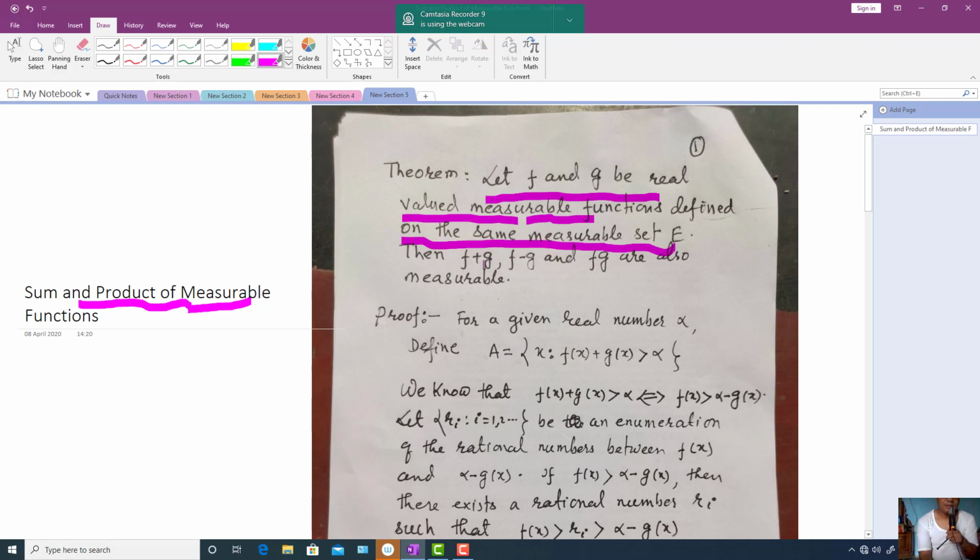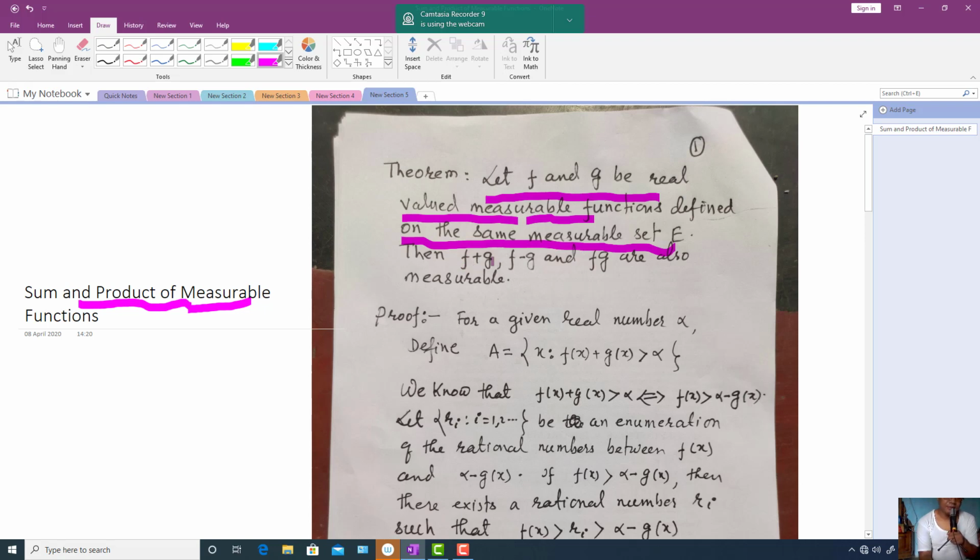Then f and g are two functions, and f plus g is a new function. So f plus g, f minus g, and the product fg are also measurable functions. In a way, it is a method of constructing a measurable function from given measurable functions. If you have two measurable functions, their product, their difference and their sum are also measurable.